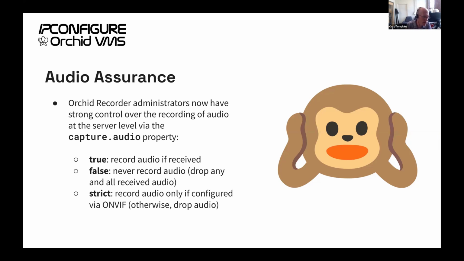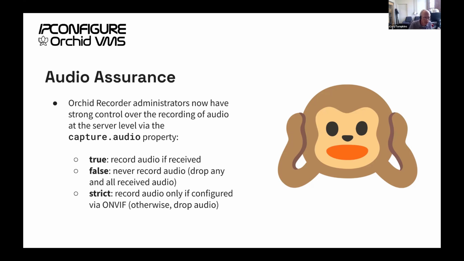And we have this strict mode because we have found that there are certain cameras that will misbehave even if audio is disabled at the ONVIF level. You know, if I look at my settings in Orchid and audio is disabled and Orchid has told the camera to disable audio, we have some cameras that will transmit audio regardless. So we now have a new strict mode. You can configure your Orchid Recorder to only record audio if audio is configured by ONVIF. So if a camera sends you audio anyway, we're going to automatically drop that audio.